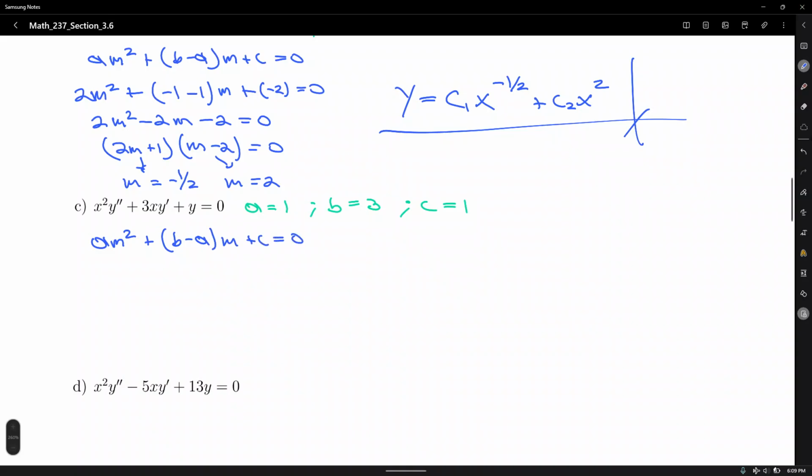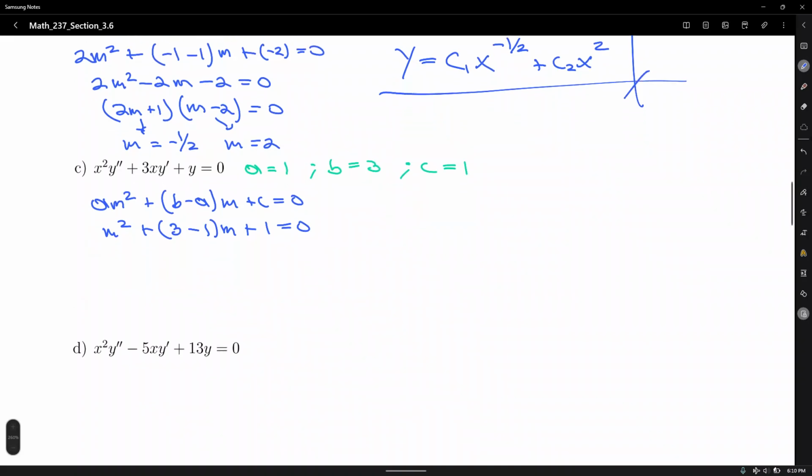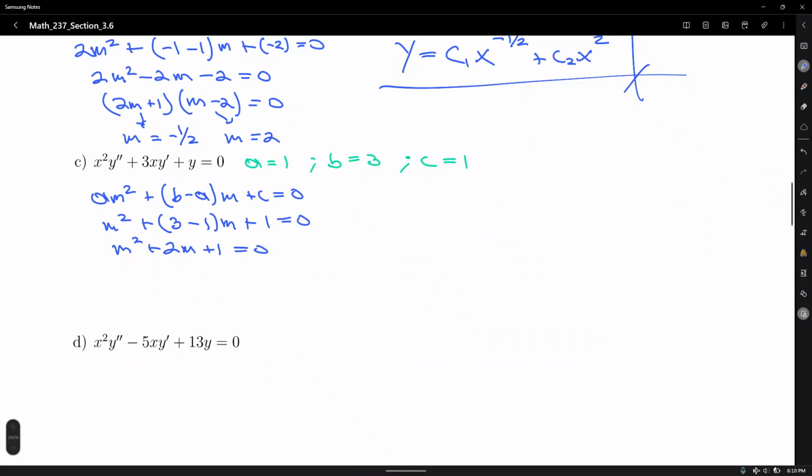All right, so substituting, that is 1 times m squared, which is m squared, plus b, which is 3, minus a, which is 1, times m, plus c, which is 1. And let that be equal to 0. Okay, so simplifying this equation, that's going to give us m squared plus 2m plus 1, and let that be equal to 0.